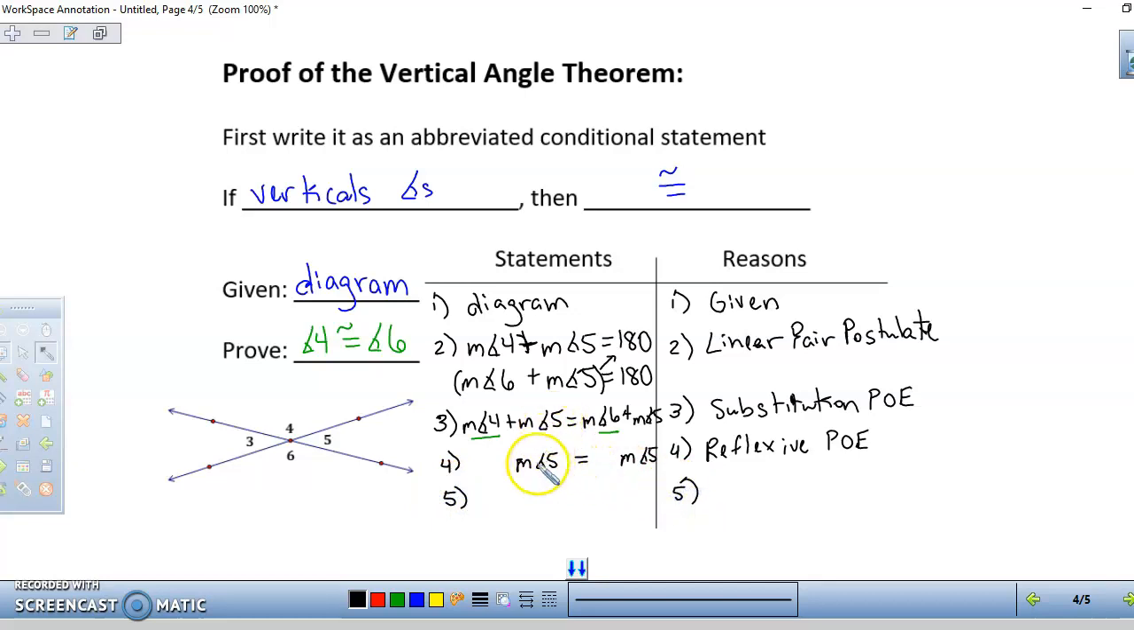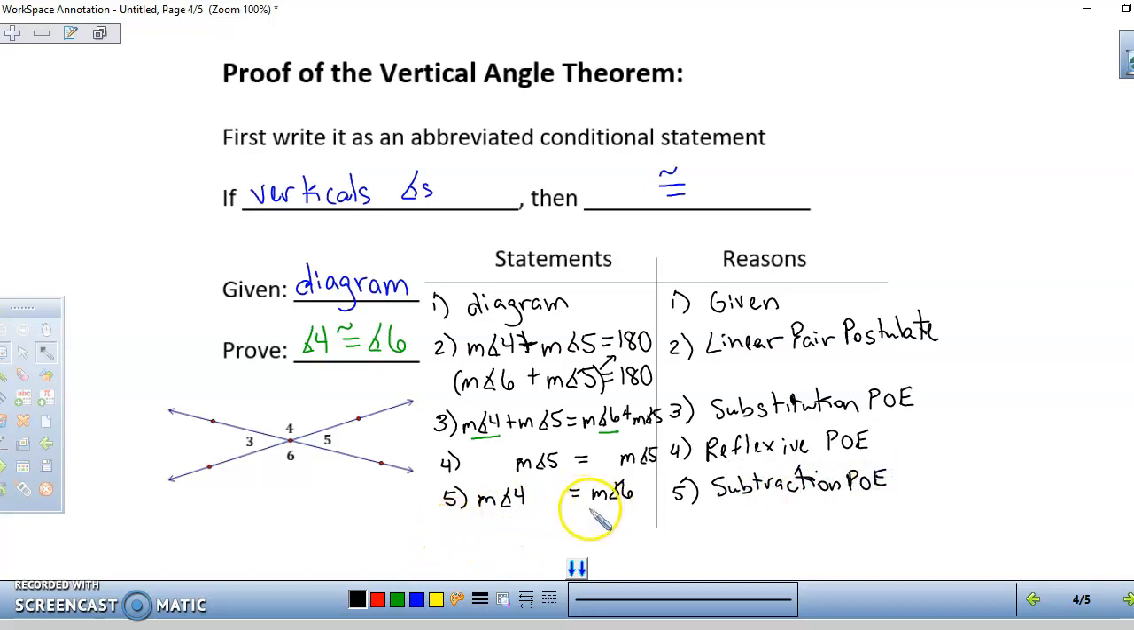Okay, so now that I have the measure of angle 5 equals the measure of angle 5, which is an obvious statement, I can actually subtract that from both sides, and then I end up with the measure of angle 4 equals the measure of angle 6. And again, I subtracted from both sides, so that is the subtraction property of equality.